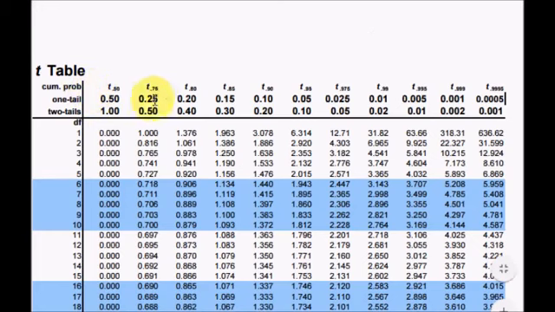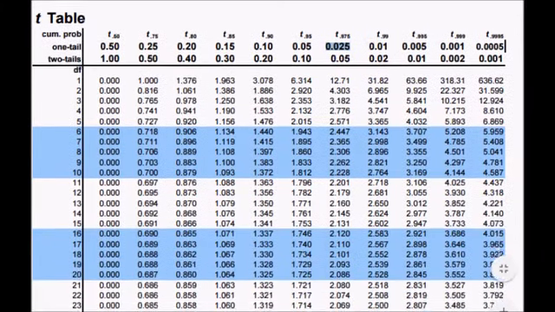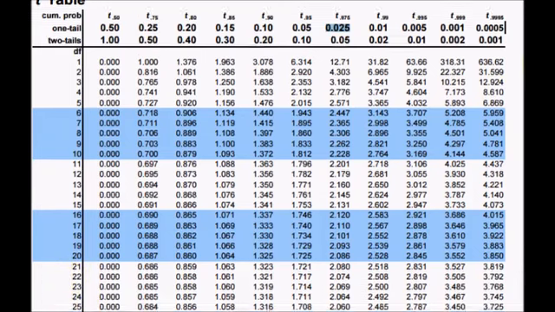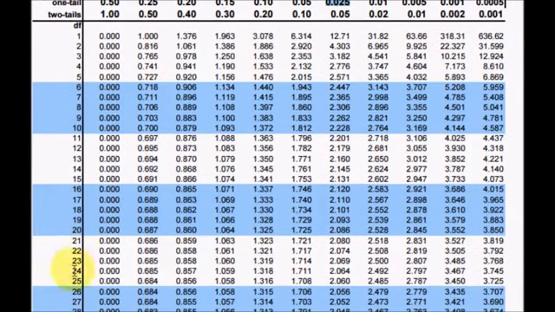Here's my t-table. 0.025 is right here in the top row. And if I scroll down, I'm going to find 25 degrees of freedom in the left-hand column. 25 degrees of freedom is 2.060.